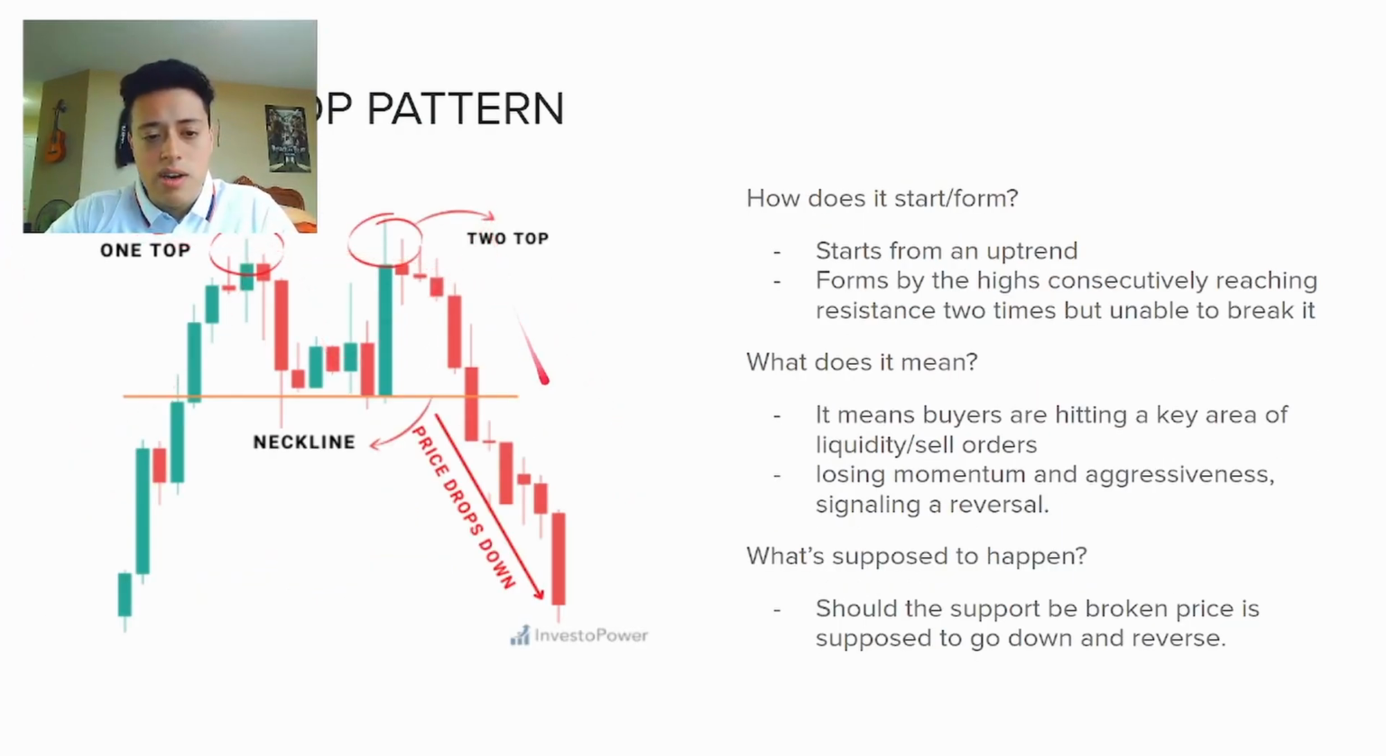The double top pattern, same thing as a triple top, just without the third top. Starts from an uptrend, hits a key area of liquidity and sell orders. Also means that buyers are losing control over the market. They're losing their momentum and aggressiveness. Should the neckline slash support line be broken, that's where price is going to go.